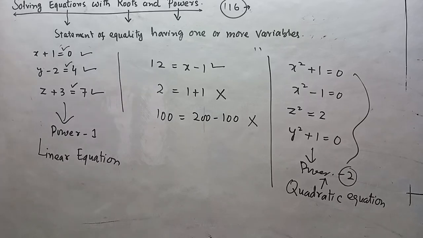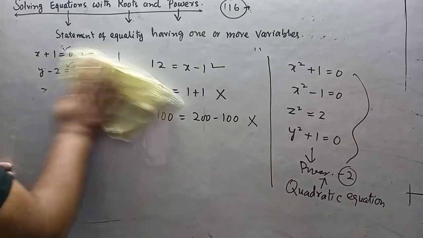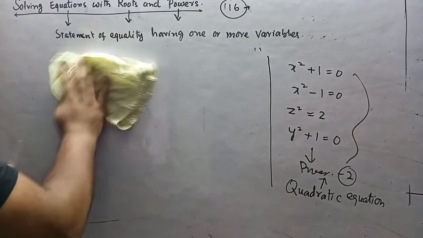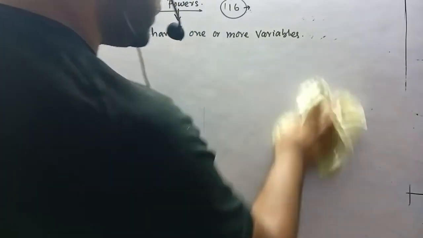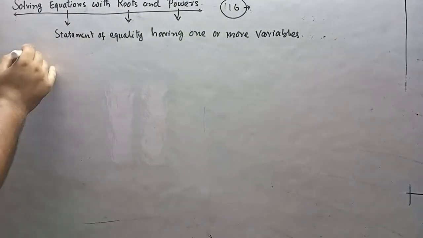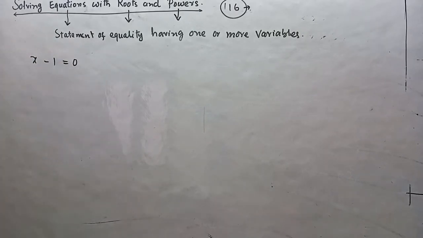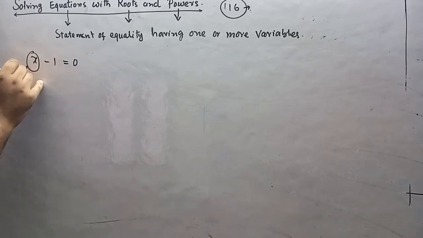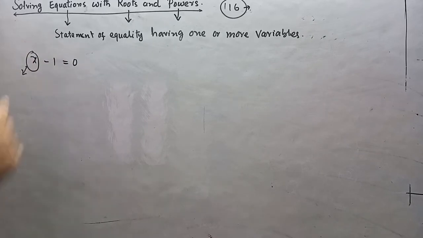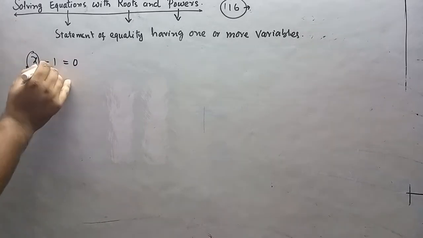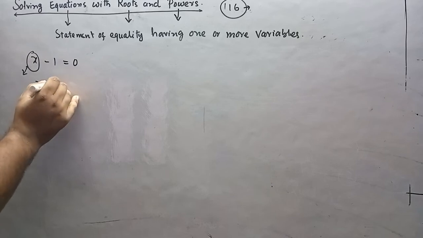Now we will see the second thing from this. I hope that you have understood this concept. If I have x minus 1 equal to 0, I need to find the solution of this equation. What is the solution of an equation? The value of x is called the solution of the equation. We will write x equal to, transposing minus 1, it becomes plus 1.